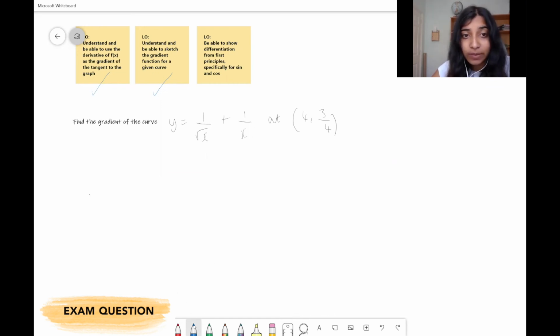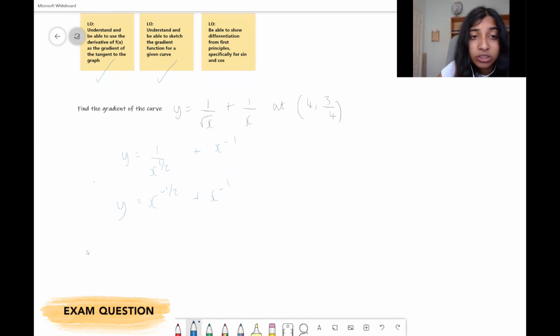The first thing we want to do is rewrite this equation using indices to make it easier for us to differentiate. So we could say that y is also equal to 1 over x to the power of a half, plus, if you remember, 1 over x, that's the same as x to the power of minus 1. Remember, 1 over x to the power of a half is the same as x to the power of minus a half, plus x to the power of minus 1. So that's what y is equal to.